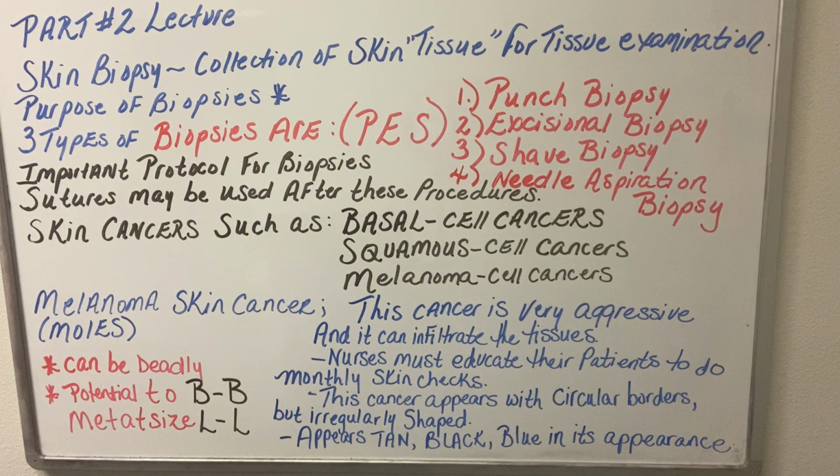Another type of biopsy they do to examine abnormalities of the skin or anything that could be internal is the needle aspiration biopsy. This is when they're using a particular device, kind of like a needle, that's going to go into that particular area. It could be anything going into the pelvic region or the abdominal region, and they're going to aspirate the tissue cells because they want to see if those cells are cancerous.